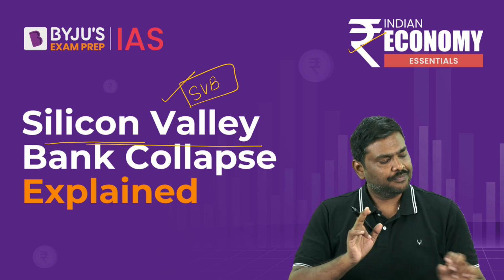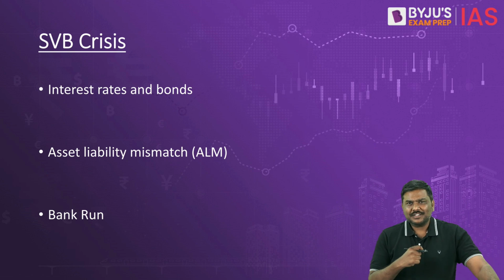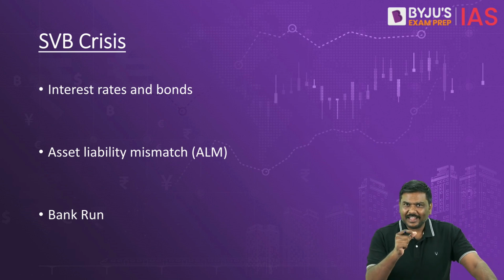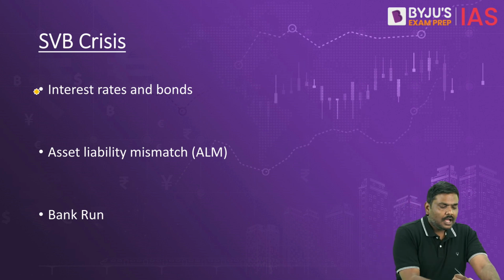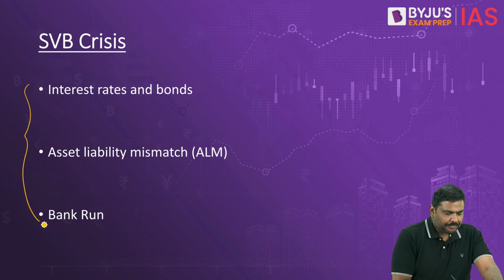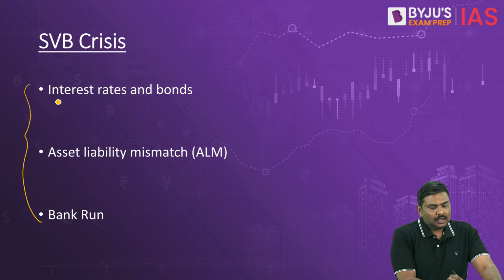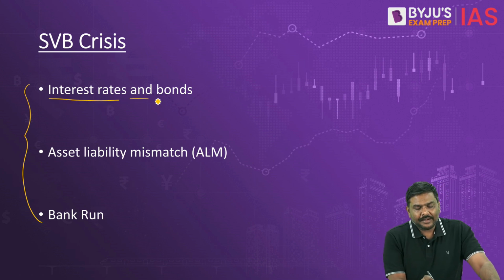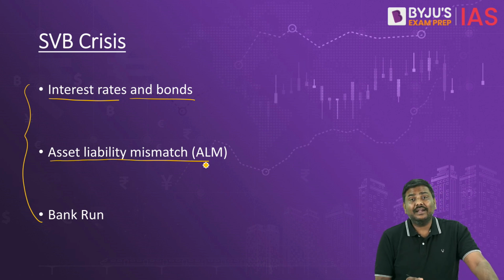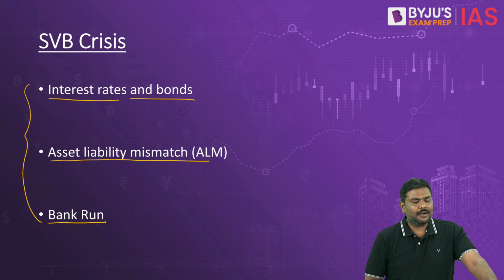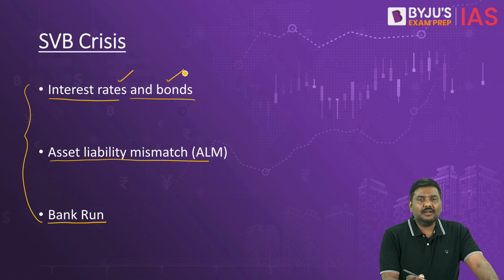Let's understand this. Now, before understanding what exactly has happened in the SVB, you should be mindful about three very important concepts here. What are these? One, the connection between interest rates and bonds. Second one is asset liability mismatch, in short ALM. And the third one is the idea of a bank run. Let's start now. Interest rates and bonds.